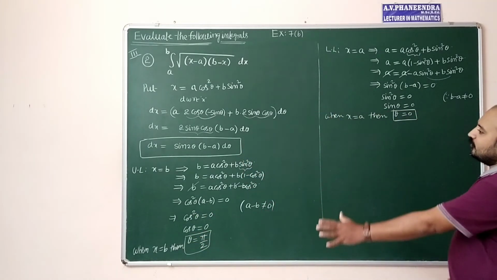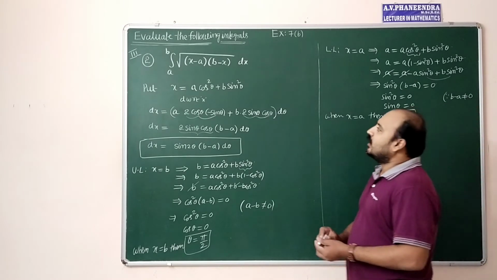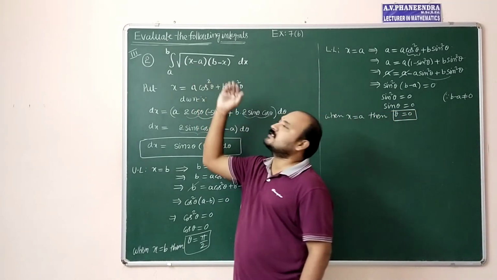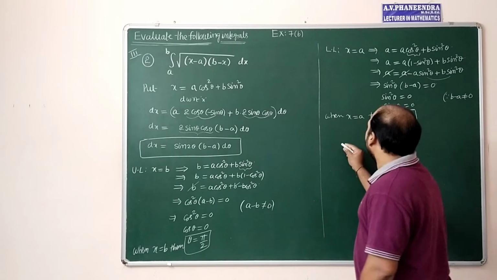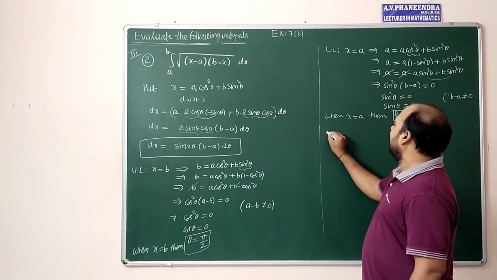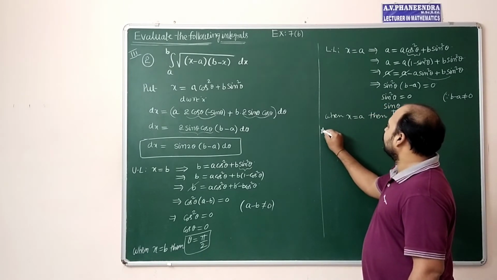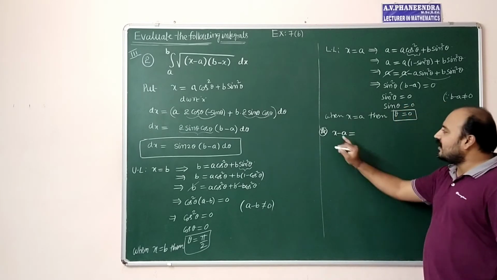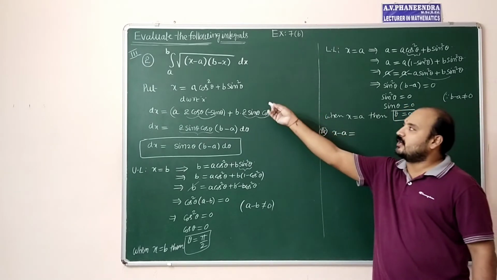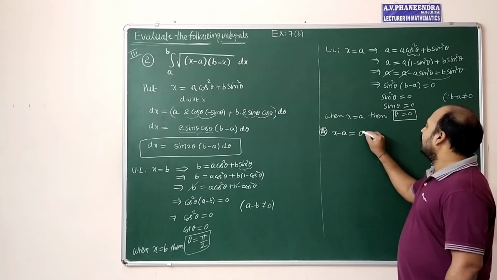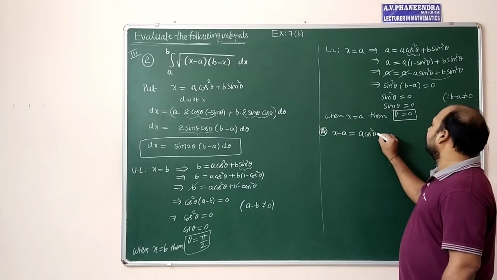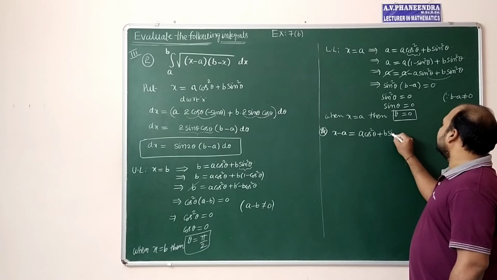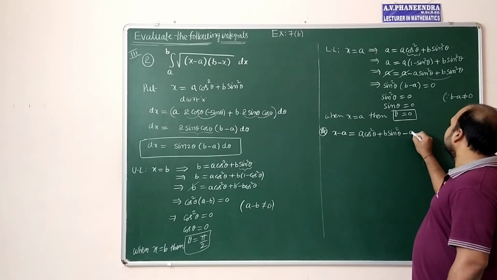After finding the lower limit and upper limit, now calculate the values of x minus a and b minus x. Now I am calculating x minus a. What is the value of x there? A cos square theta plus b sin square theta. So x minus a is a cos square theta plus b sin square theta minus a.